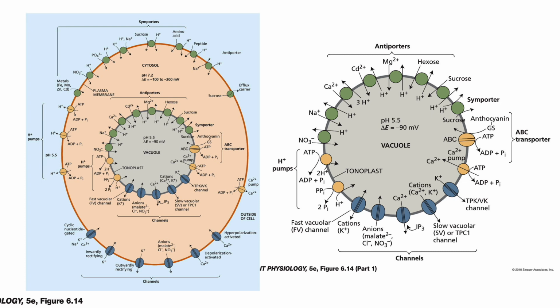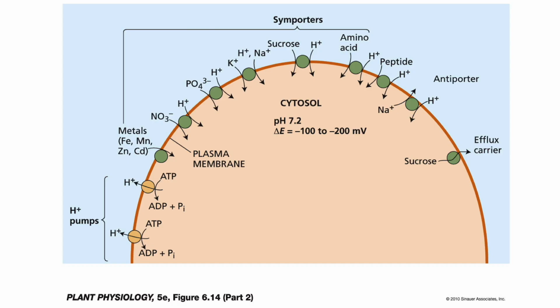Well, there's a lot more than that now that we've discovered, but that's just some of the transporters. If we go back out to the plasma membrane, we can see, again, on the left-hand side, the proton pumps. We have transporters that take up metals like iron, manganese, zinc, and cadmium. The exact function of these is not really clear at this point, how they work.